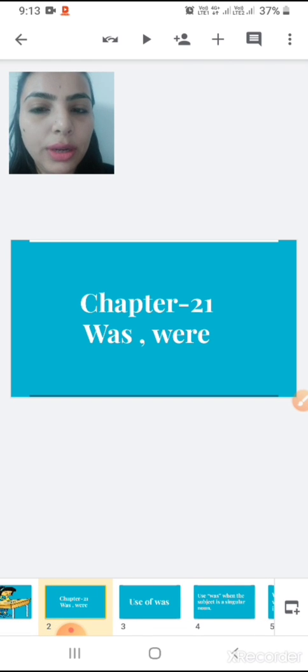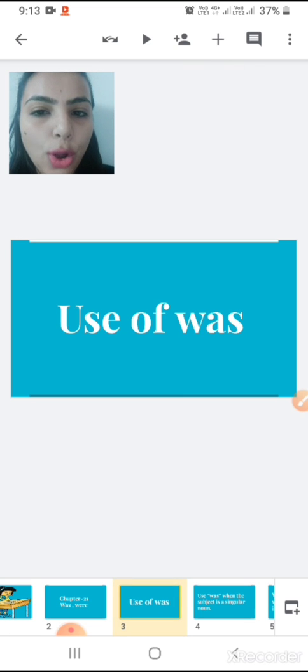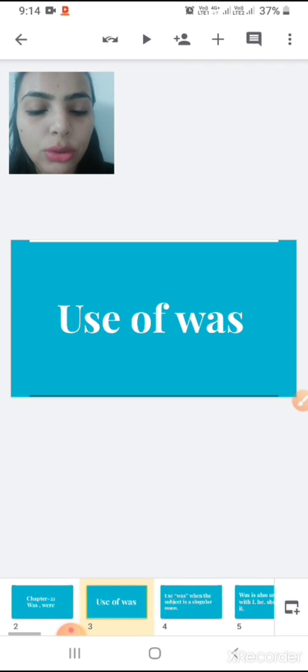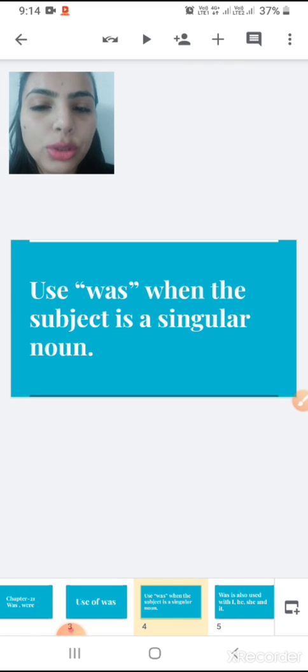First we are going to see the use of was and were. See here, use of was. So where do we use was? Generally, we know that we use was for singular words like I, my, or he, she, it. We use was with that. Use was when the subject is a singular noun.